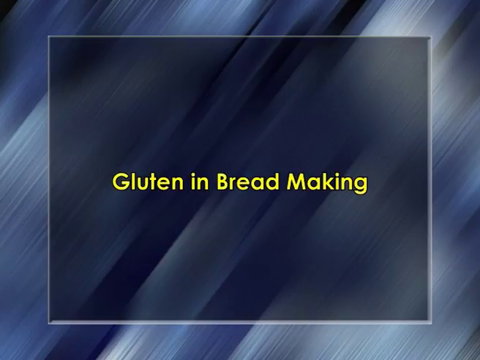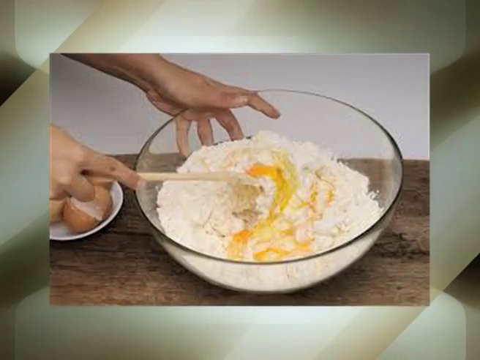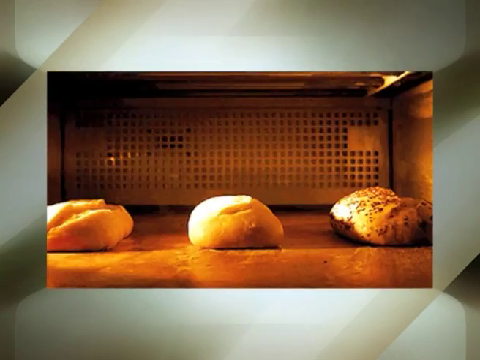Gluten in bread making. The bread making process is accomplished through 3 basic operations, that is mixing, fermentation and baking. Mixing transforms the flour and water into a cohesive viscoelastic dough. Another key function of the mixing operation is the incorporation of air.